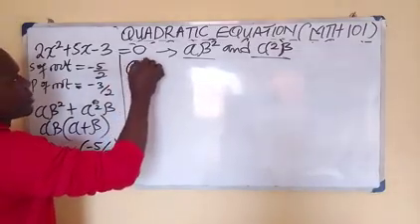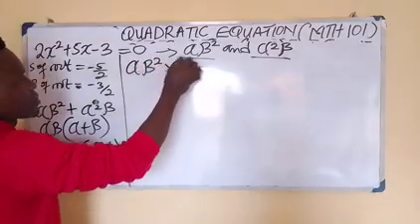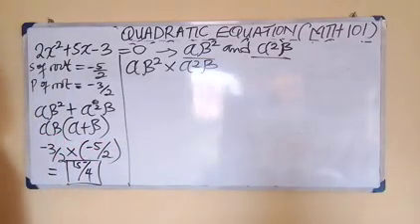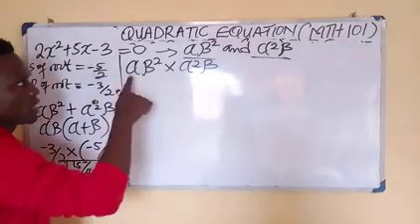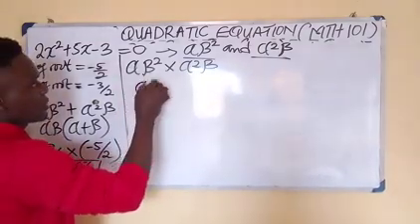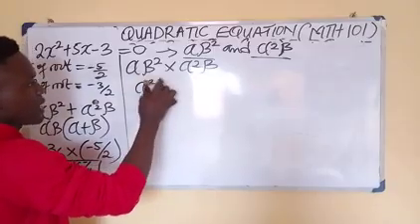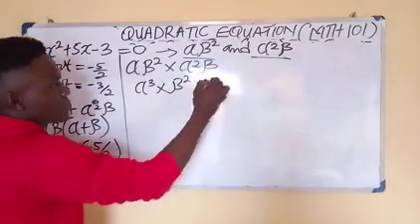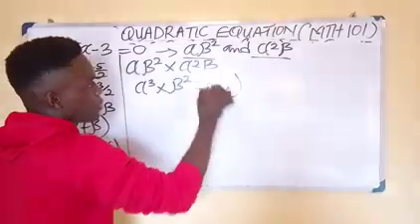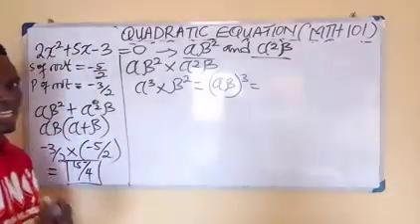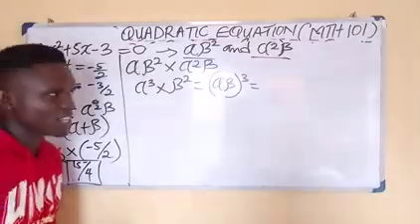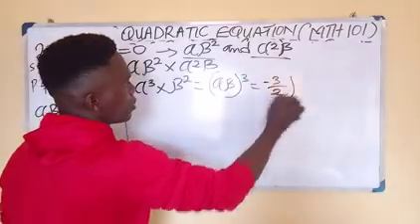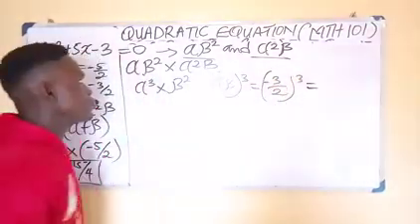So alpha beta squared times alpha squared beta. This is how you go about it. Alpha times alpha squared is alpha cubed, then beta squared times beta is beta cubed. And this means alpha beta raised to power 3. True or false? True. I'm not lying. So this becomes minus 3 over 2 raised to power 3. True or false? True.